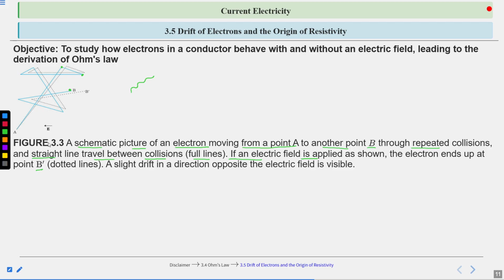Here the electric field is applied in the left side direction. When the electric field is applied, the path of the electron is the dotted line and it will reach the B dash point. A slight drift in the direction opposite to the electric field is visible. You can see that this B dash on the dotted path is slightly drifted from the blue path, in the direction opposite to the electric field.